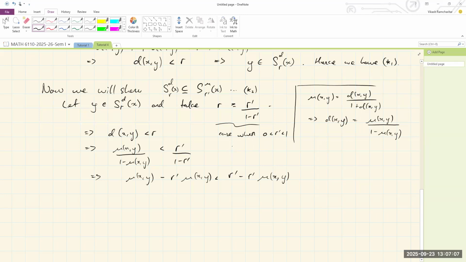What to do? I'll let you think about what to do in that case. Fill in how to choose r if r prime is bigger than or equal to 1, right? I claim you take it to be equal to 1.